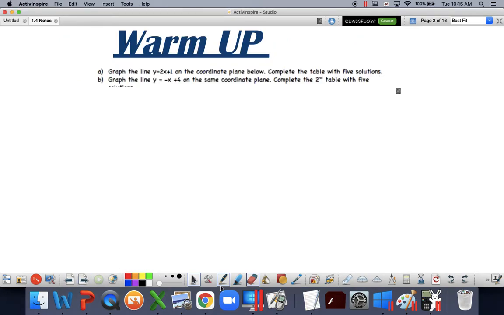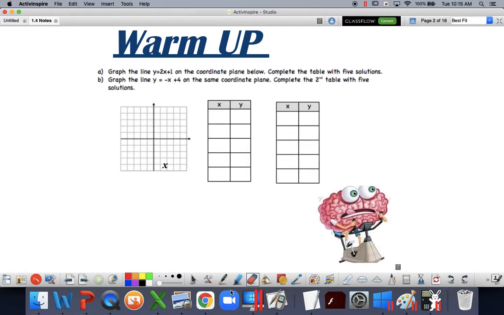For the warm-up, we're going to try something new. I'm going to see if we can lead ourselves to the answer about how we solve a system of equations like this. So I'd like everybody to pause the video and graph y equals 2x plus 1 and y equals negative x plus 4 on this same graph here.